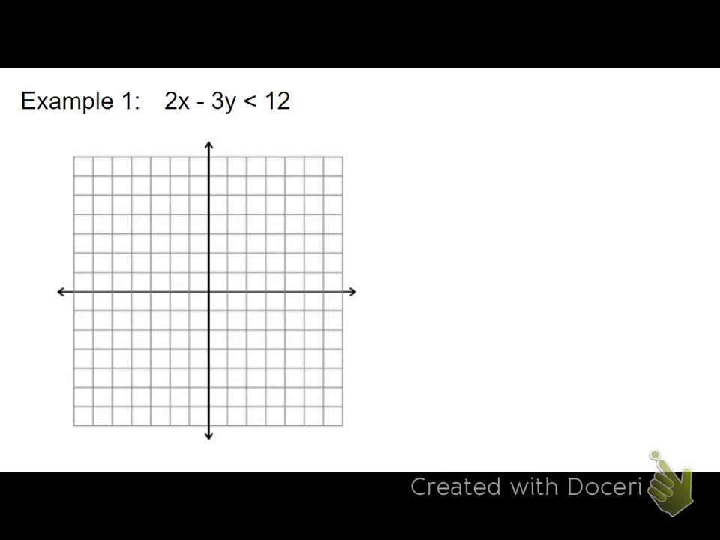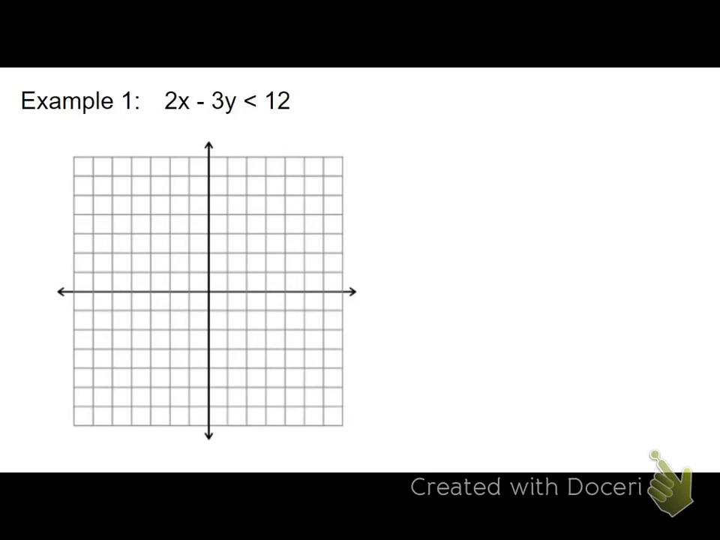Okay. Example number 1. So here is our inequality. We have 2x minus 3y is less than 12. Now, our first step says we need to solve for y, meaning we have to get that y by itself in order to write it in slope-intercept form.